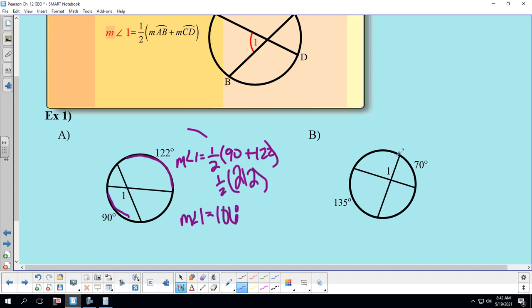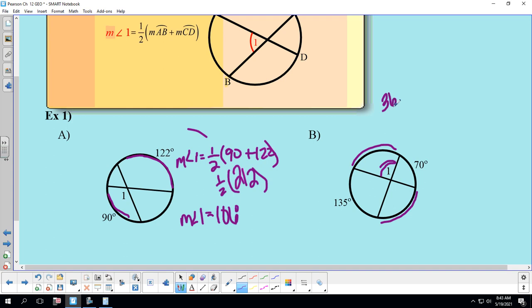Okay, see that one more time? Angle 1 is this guy. His arc is right here and right here. It is not 135 and 70. So what do we do? Well, how many degrees go around a circle?